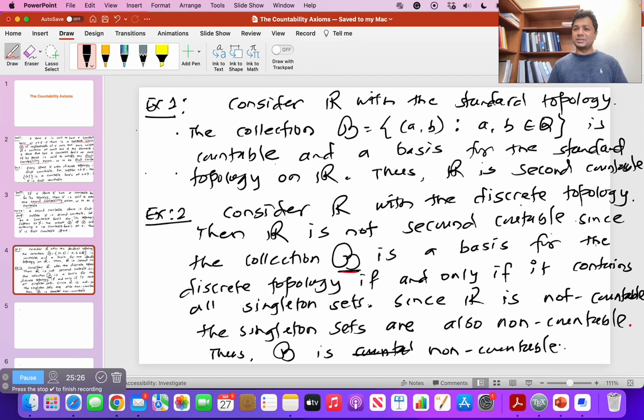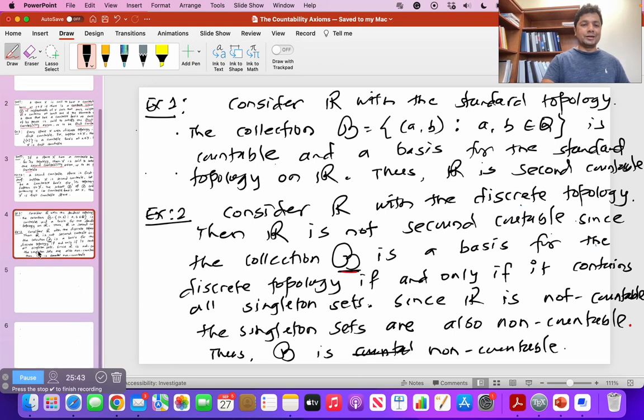But R with the standard topology is a second countable space. So you can see the same set is sometimes going to be second countable and sometimes not. It depends on which topology you are taking on that set.